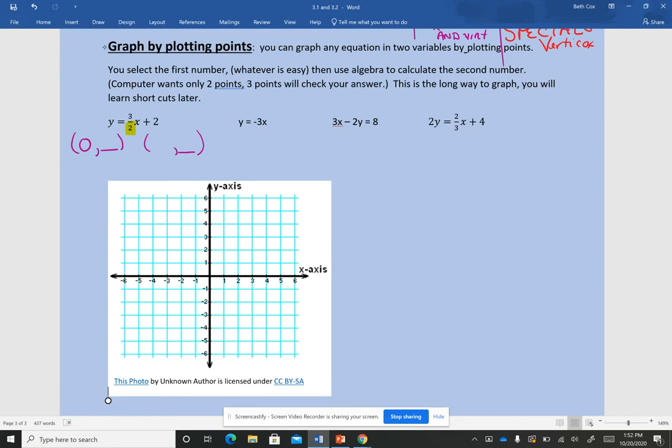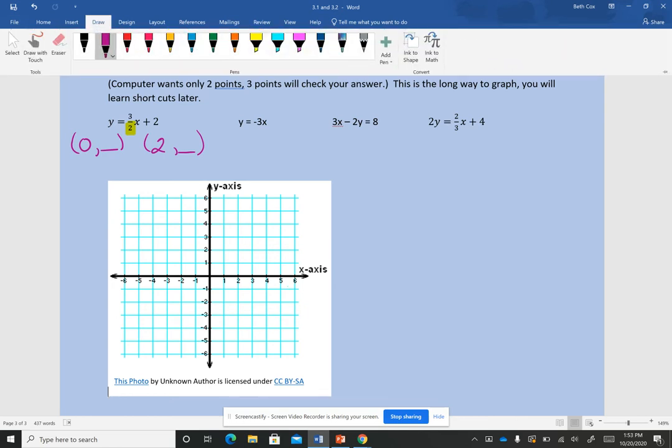You could plug in a -2. Of course, negatives make things harder, so why don't I just plug in 2? But any of those numbers are going to work well with your fraction, and you pick them, okay? You pick them, and then you will do the work. All right, so quickly, I'll just do these.